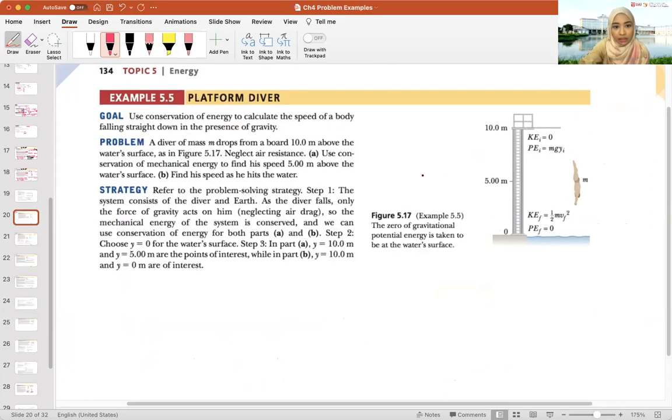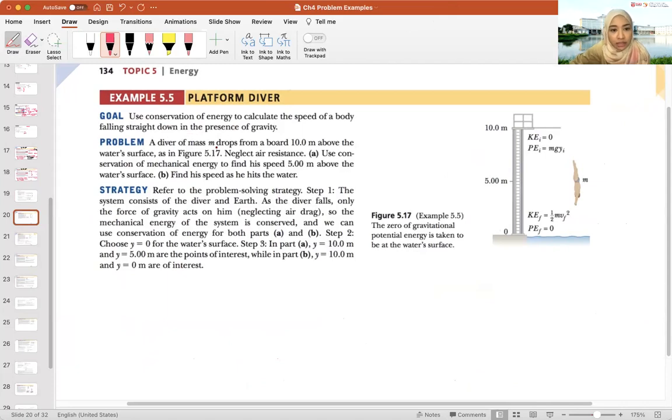Ada soalan tak setakat ni? Lagi 10 minit je. Tak sempat buat spring. Tak apalah, nanti kita buat spring next class. So platform diver. Kejap. Oops. Tekan benda lain. Okay, so platform diver, a problem pula.